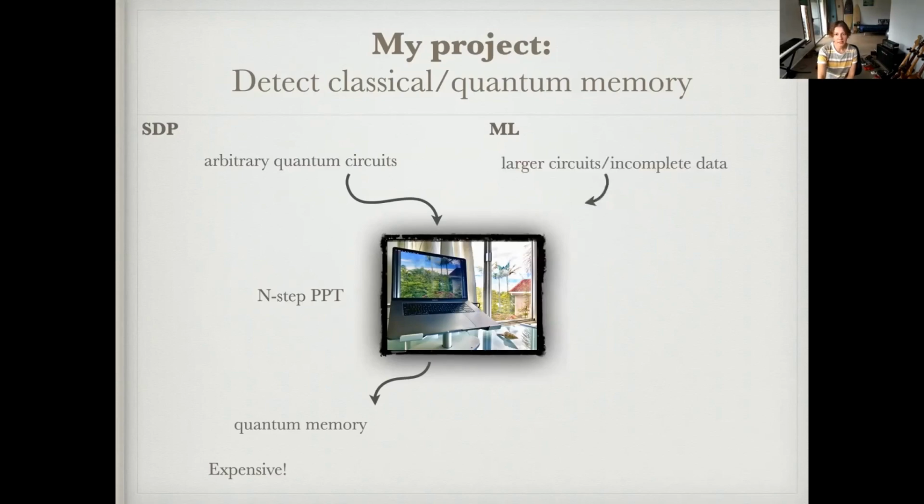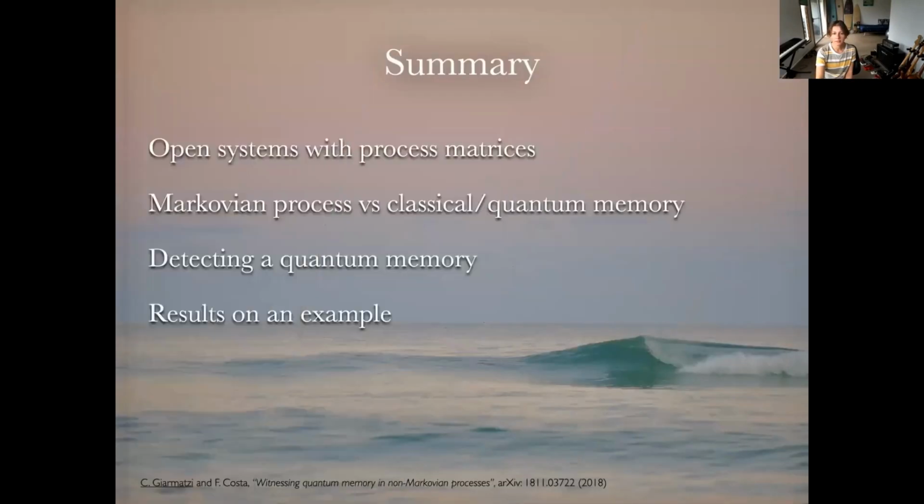And for these cases, I wanted to have a machine learning part where it takes larger circuits, because it's not a convex optimization anymore. So it can deal with larger matrices. And or it can just have incomplete data about the process. So not even the process matrix itself or a guess of it. So even less. And through some machine learning magic, I wanted to output whether it detects the quantum memory or some measure of classical memory in the setting.